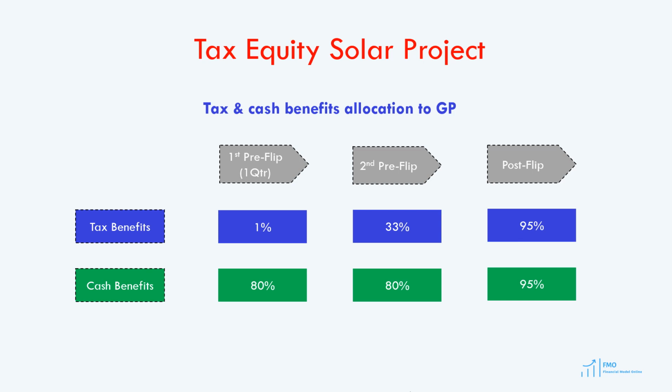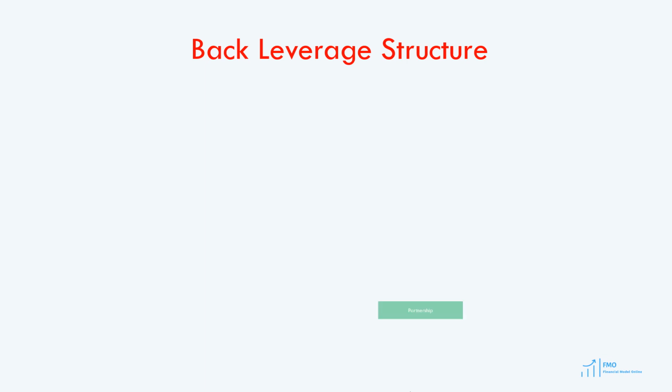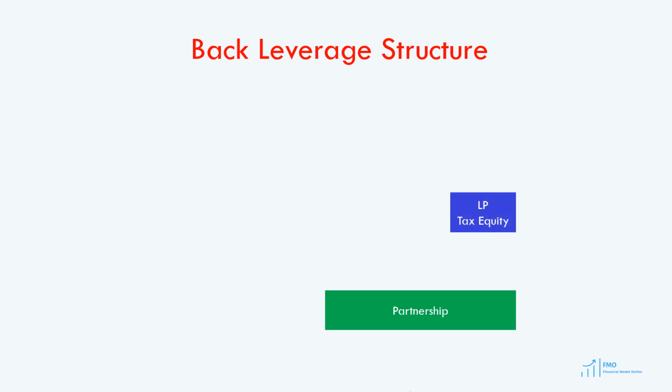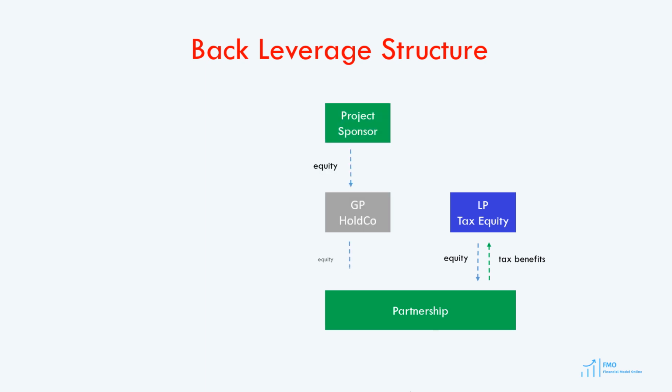Now that we have reviewed the allocation of benefits to the partners, let's introduce the debt financing for the project. After all, this is a project financing transaction. We again start with the partnership, which develops the renewable project. The tax equity partner, which is a limited partner, invests equity in the project and receives the tax benefits from the partnership. The general partner is typically a holding company, and the project sponsor invests equity through this holding company.